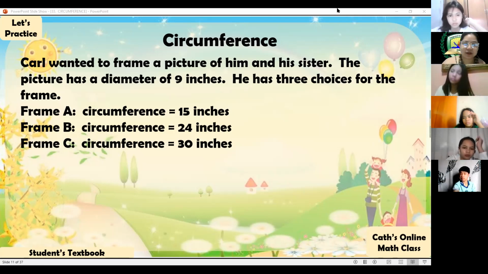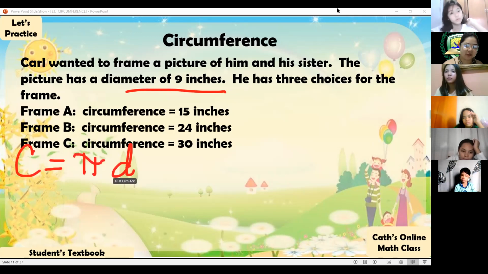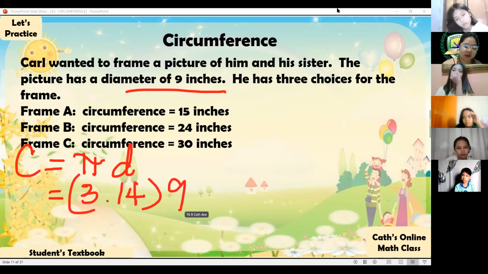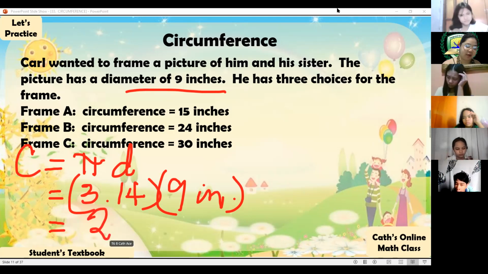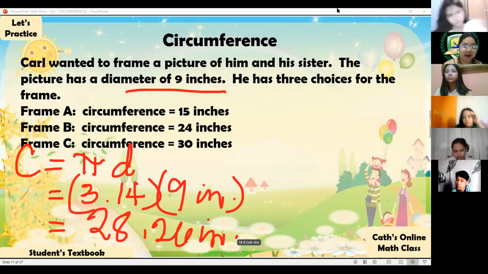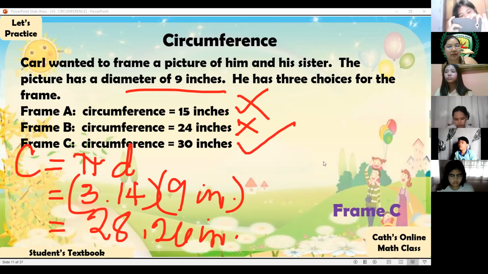So, how did you get the circumference for this picture frame? For this picture muna. You have pi d. So, 3.14 times 9 inches. Diba? 3.14 times 9. 28.26. 28.26 inches. Okay, kanino kakasya yon? Kay 15 ba? Hindi. 24 ba? Hindi rin. Kay 30 siya kakasya. So, ang answer is frame C.